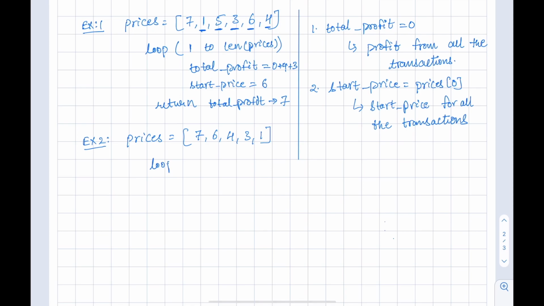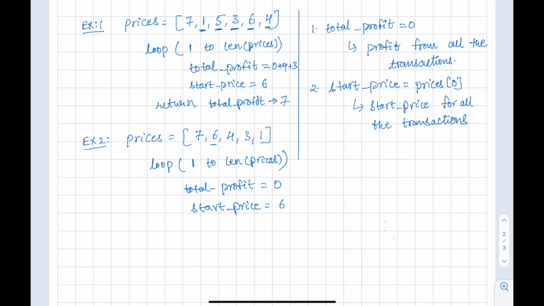So again, you are going to loop from 1 to length of prices. So your total profit initially is 0, and your start price is 7 again. Okay, you are going to the day 2. Since the price of the stock has decreased, you are not going to make any profit from this transaction. So you are just going to update the start price to 6.